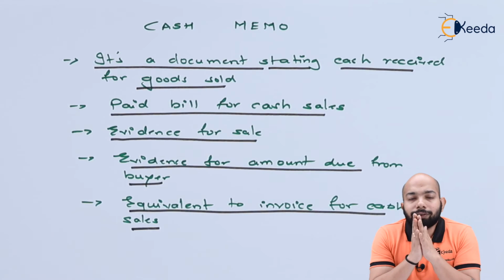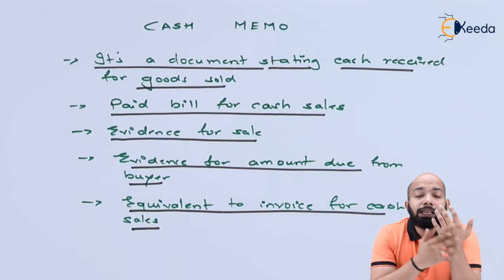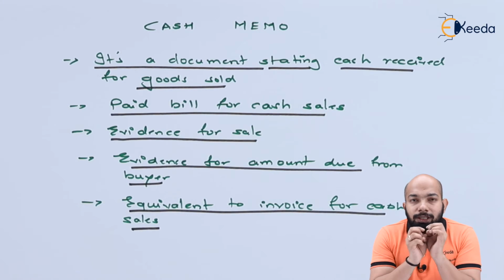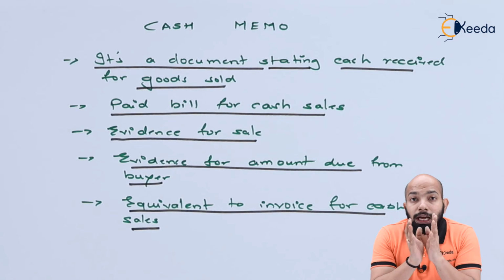So when you have all these details, the only difference is that it is probably different from an invoice. However, the value or the functioning of this specific cash memo will be equivalent to the invoice itself. So both are admissible.